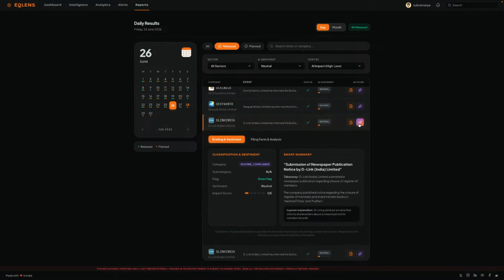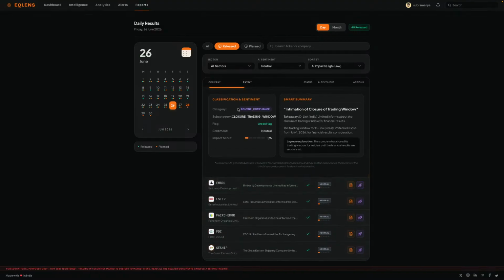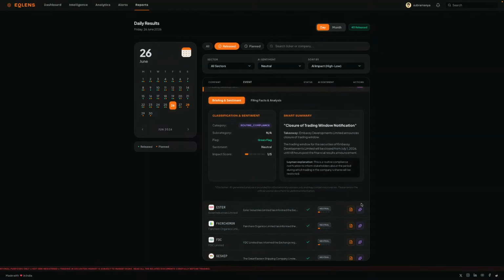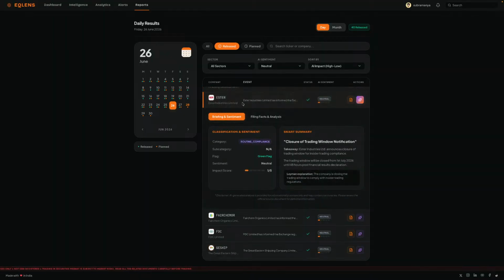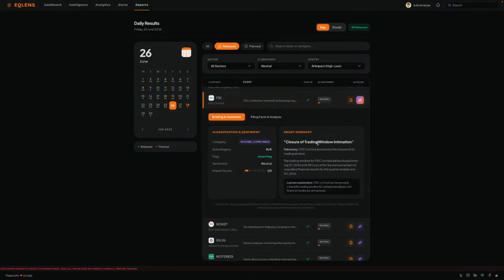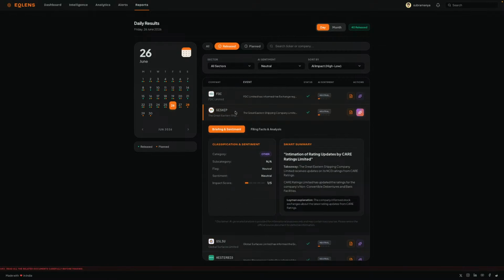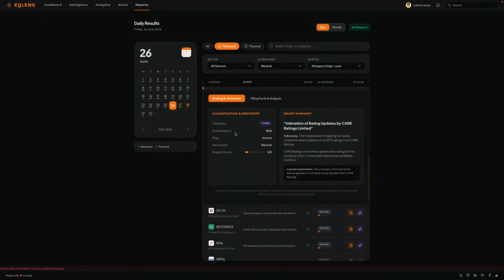D-Link India Limited, I think submission of newspaper publication notice. Closure of registration of members. All right, okay, there are a couple of them. Routine compliance, intimation of closure of trading window, closure of trading window, other publication of notice, 7th annual routine closure of trading window, intimation of rating update for CARE rating. It's G Ship also one, TVS Motors also one.